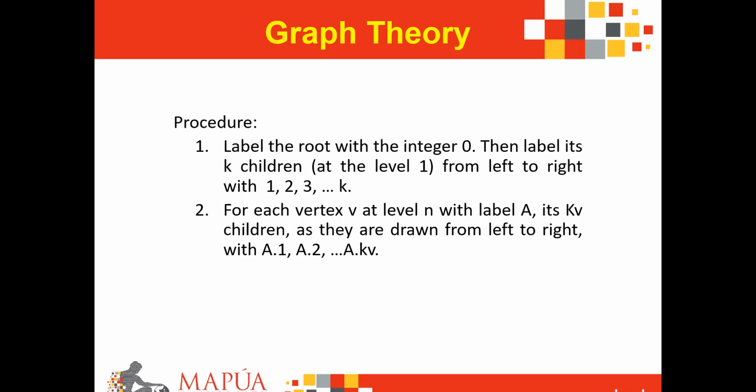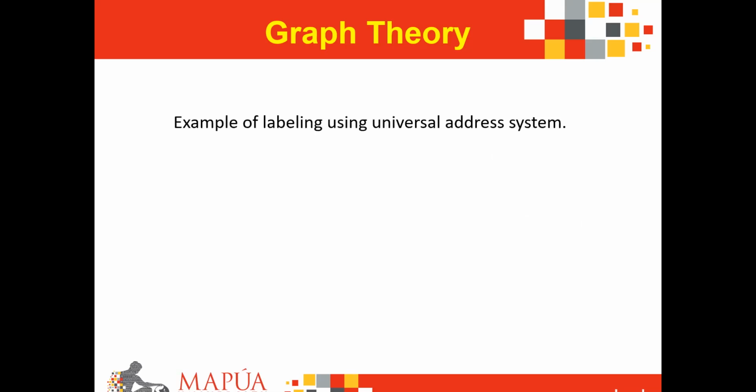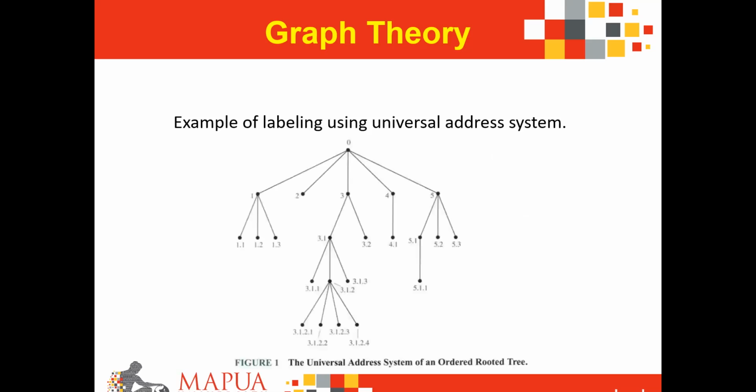Hence, the usual procedure when labeling a rooted tree using the universal address system is that you label the root with the integer 0, and its children directly connected to the root are labeled 1 to k from left to right. Then each vertex at a level below those children is labeled with k.v notation, which indicates that these are children of this given vertex. Hence, when labeling with the universal address system, this would be one such example.